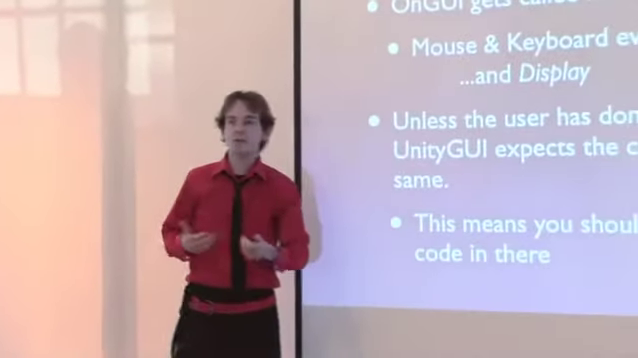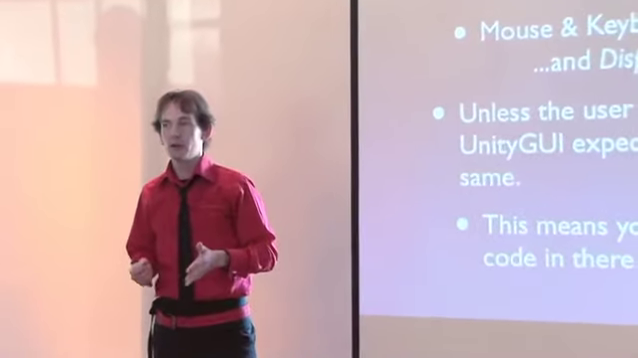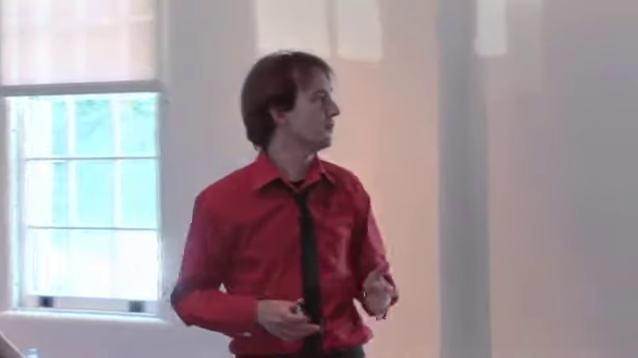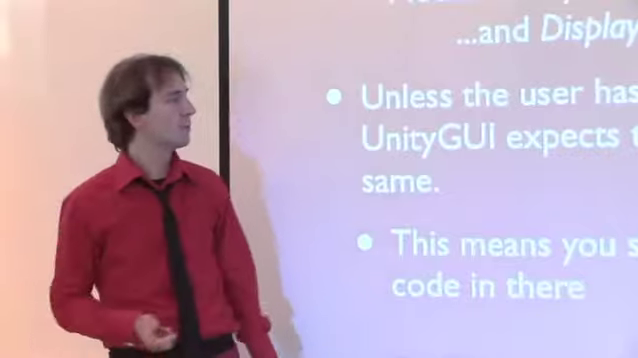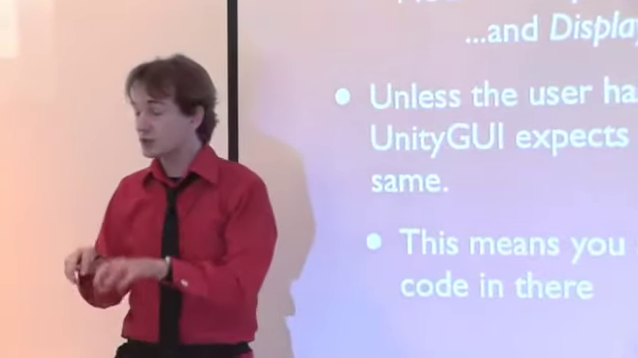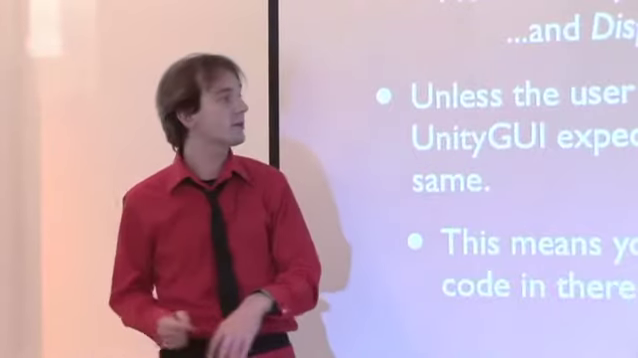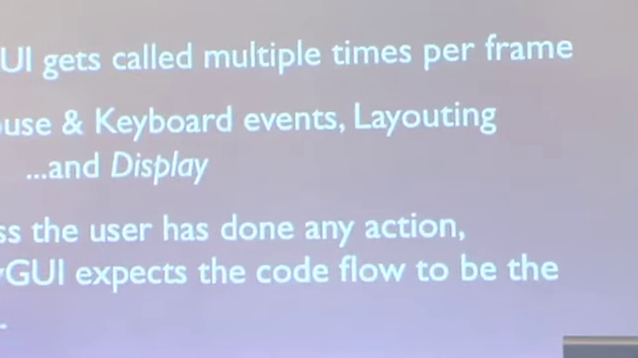Basically, each time a sort of user event occurs, we get a call to onGUI. Most of the time you don't really care about this, but just be aware that it can get called multiple times. So if the user moves the mouse, you get an onGUI call. If he clicks a mouse button, you get an onGUI call. If he types something on the keyboard, you get one call for each thing he types. There's also something called layouting, which happens behind the scenes. And finally, it gets called to display your GUI.